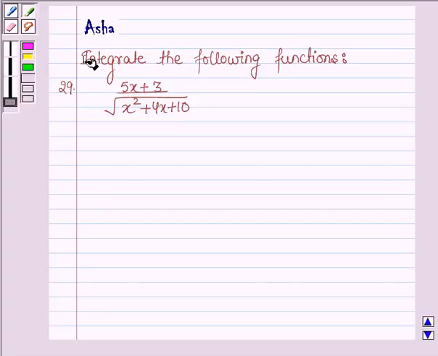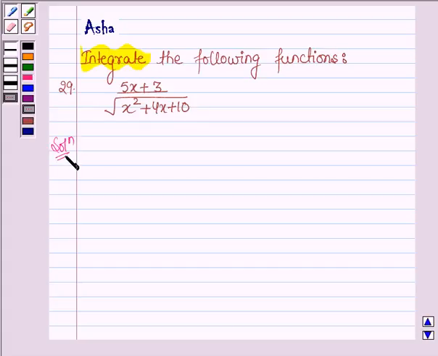The question says, integrate the following function. And the last question is (5x + 3) upon root over (x² + 4x + 10). So let's start with the solution. Therefore we have (5x + 3) upon root over (x² + 4x + 10), and we have to integrate this function with respect to x.